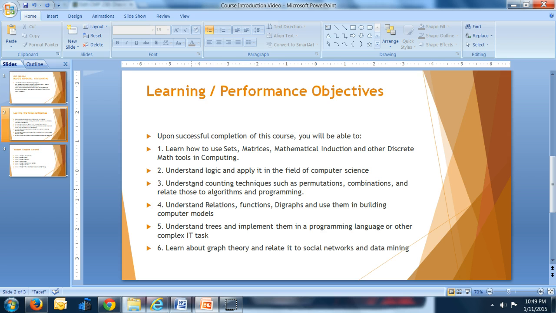Present also these relations using digraphs and use them in building computer models. Understand trees and implement them in programming language and other IT tasks such as coding and storage of data and so on. Learn about graph theory and relate it to social networking and data mining. So you can see all of these topics are related to different topics in the School of Computer Information System.